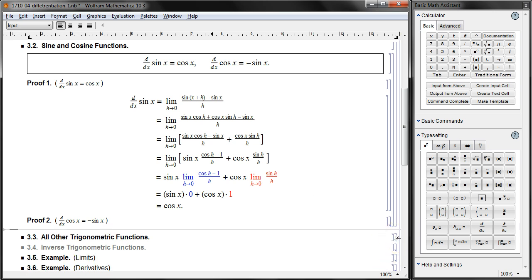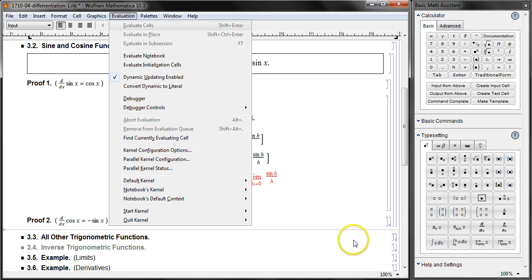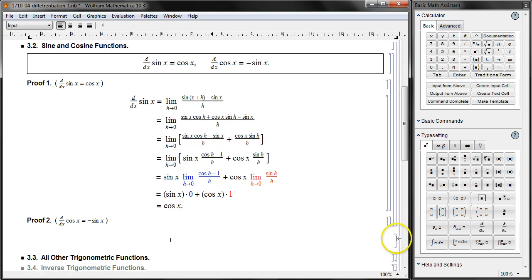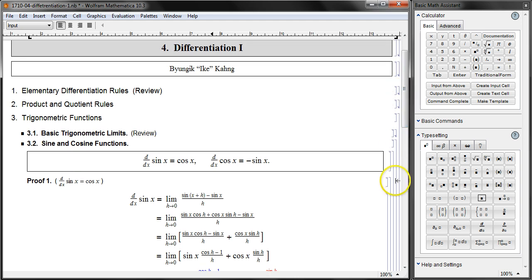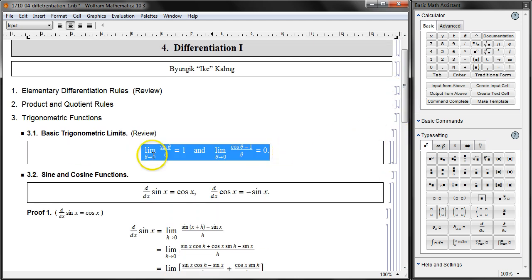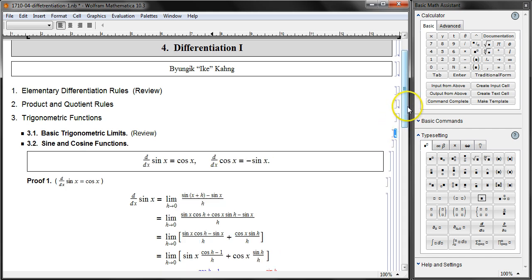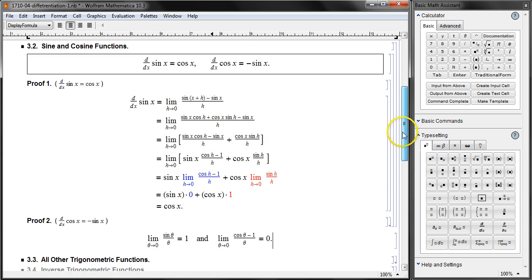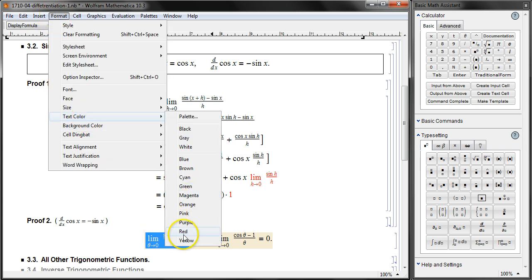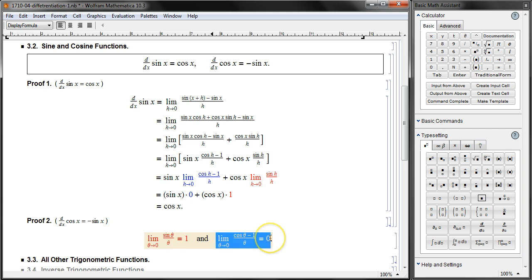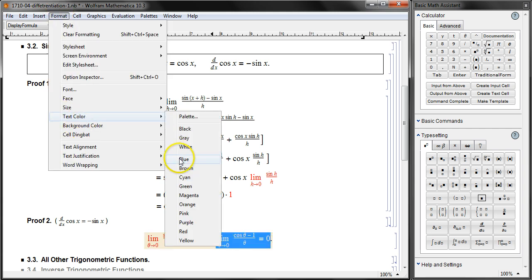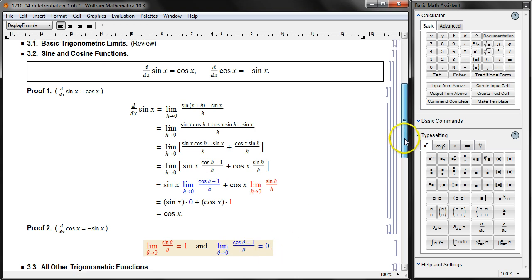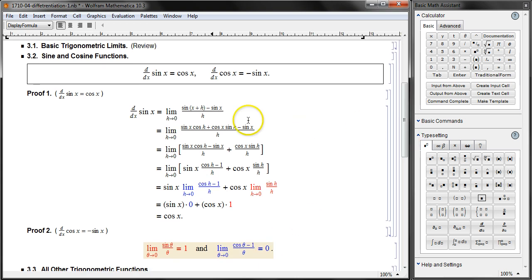Obviously I wasn't able to copy and paste perfectly, so let's do this again. Okay, now we're ready. We're going to be using these two formulae, and let's color code this one in red and this one in blue. And let's go to this proof.